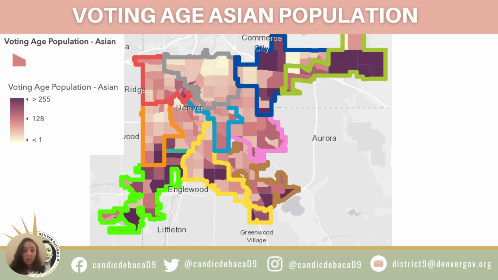Here is our Asian population. Definitely wanted to keep their voting power as strong as possible. And so that is why District 8 dips down and captures some of our East Colfax neighborhoods. It maintains their power by looping them in with these blocks up here in the northeast.